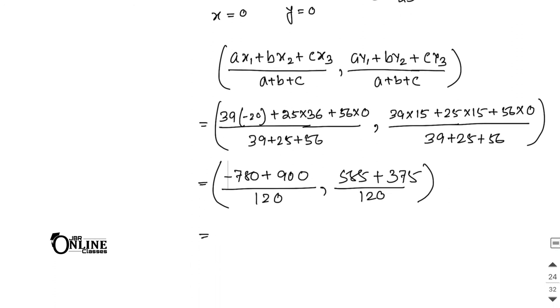So the first one, 900 minus 780, it's 120, that means 1. And the next one, 585 plus 375, that is 960. 960 by 120, it's 8. So your answer is (1, 8) as the coordinate.